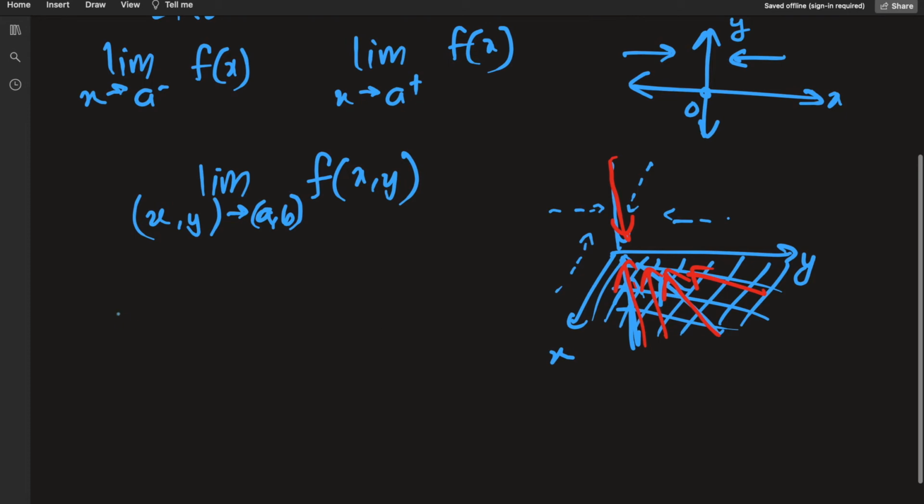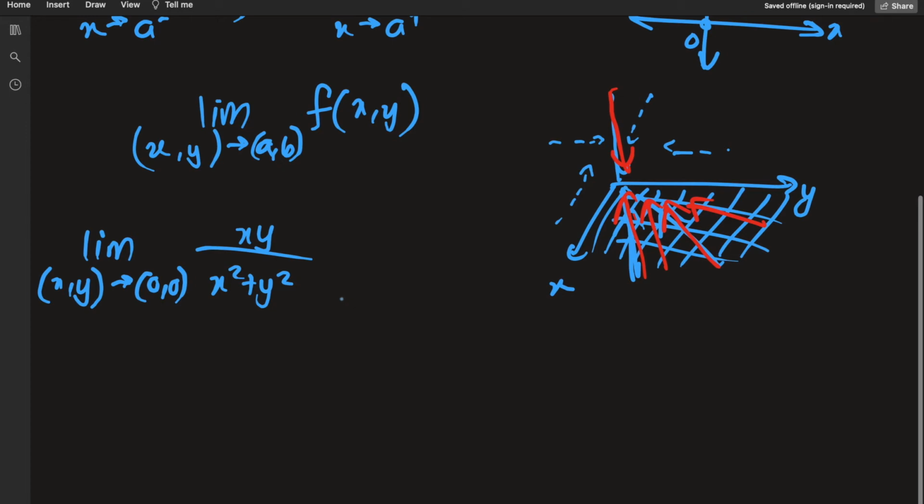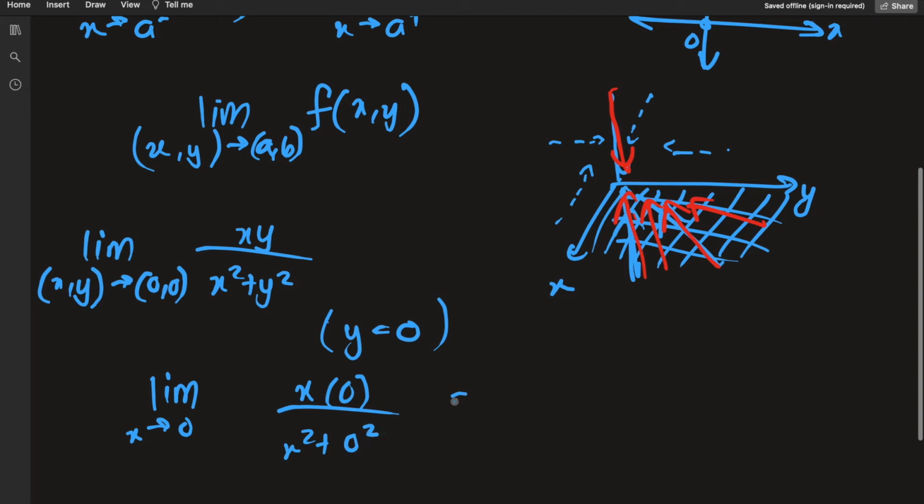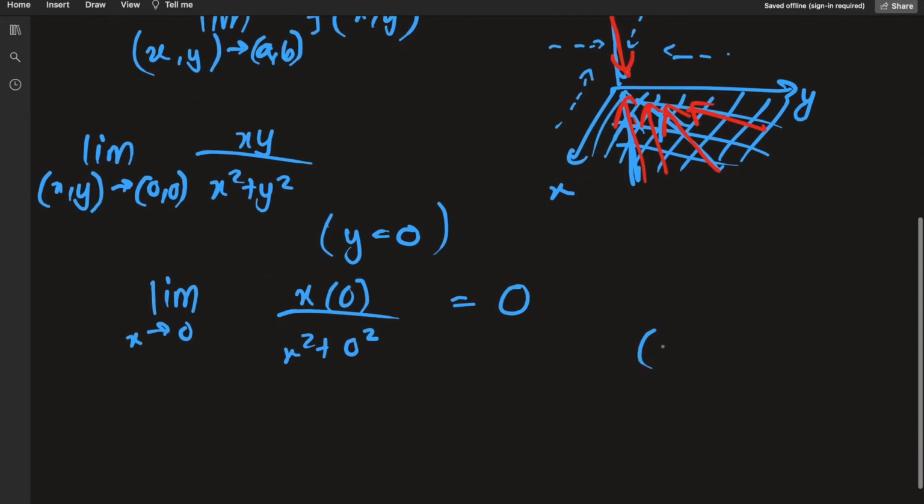So assume we have a function xy over x squared plus y squared. We need to find the limit at the origin 0, 0. Well, now notice what we can do is first approach from the axes. Let's approach from the x-axis: take y equal to 0 and plug that in here. You have limit x goes to 0, x times 0 over x squared plus 0 squared, which will be 0. Fine. Approach it along the y-axis. So x is 0. We now have limit y goes to 0.